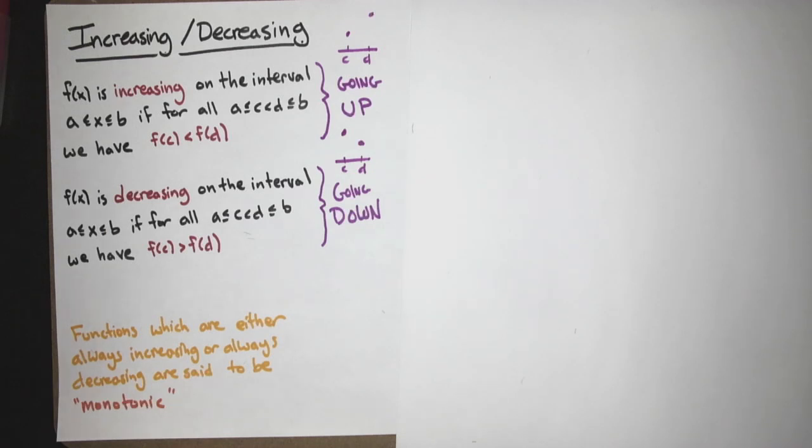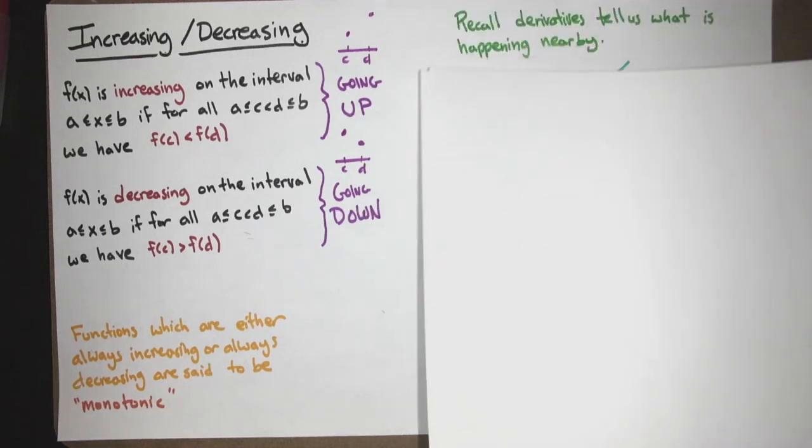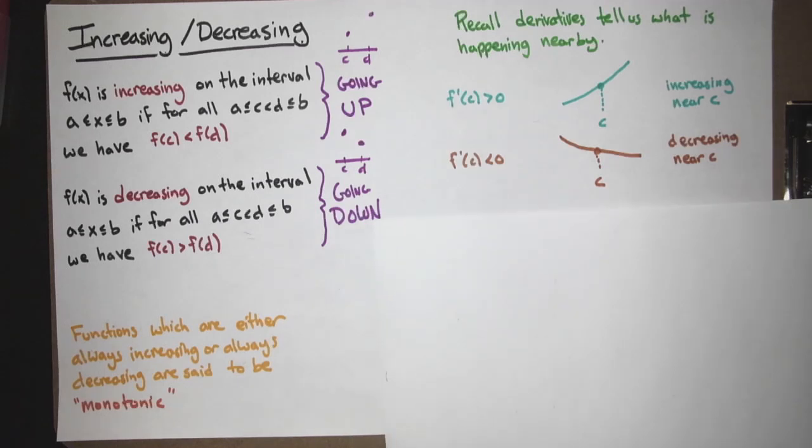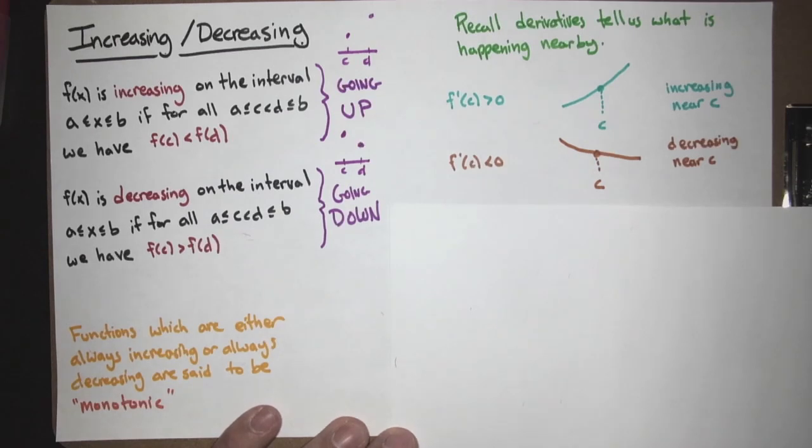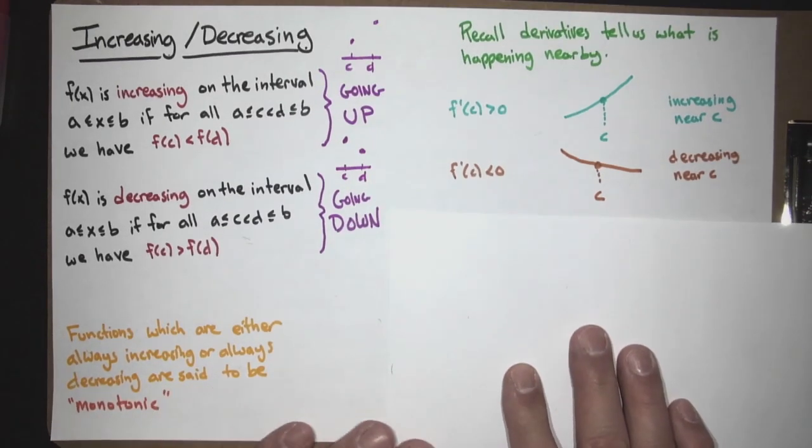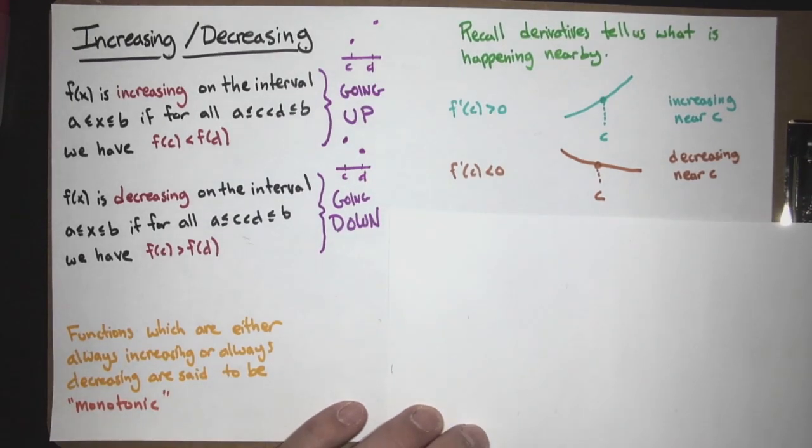Well, the short answer is, of course, yes, we can use the tools we've developed, which is to say, derivatives tell us a lot of information. So recall that derivatives tell us what is happening nearby. In particular, they're giving us information about the function, giving us the slope of our tangent lines.